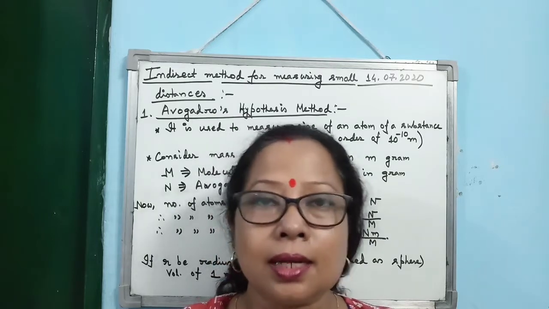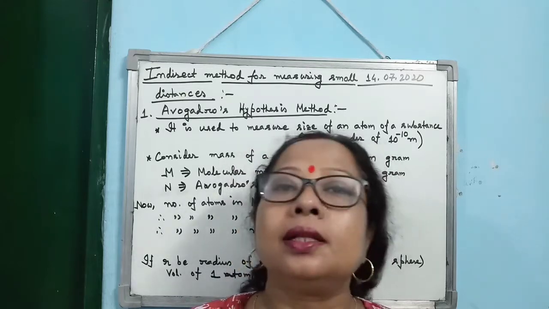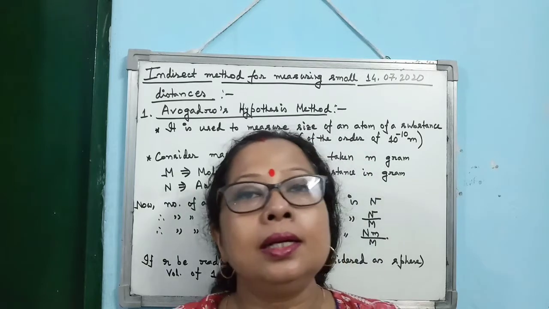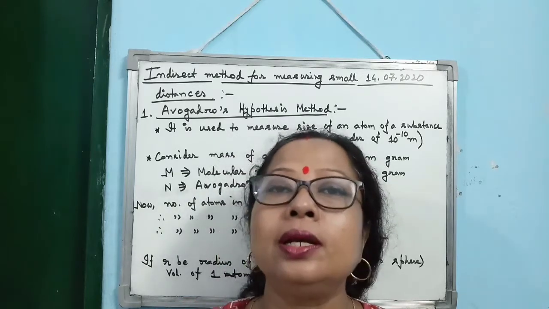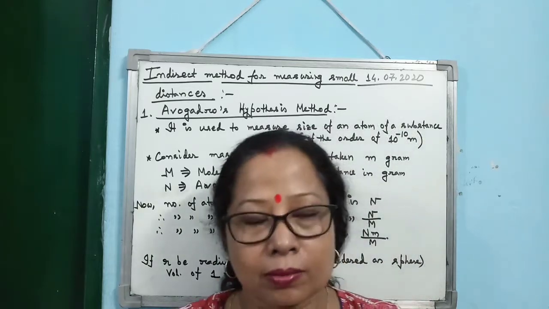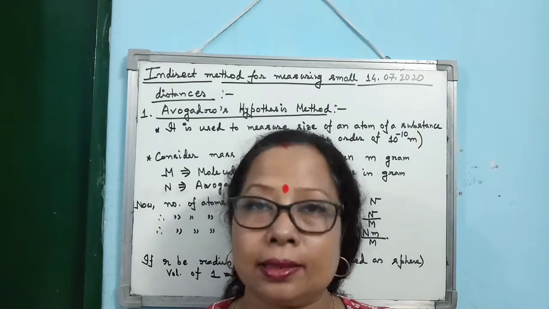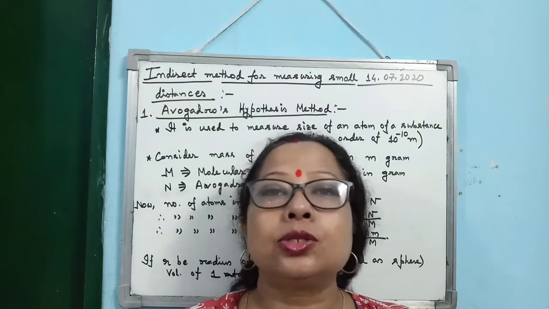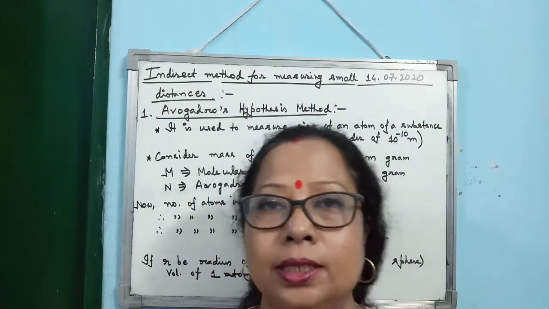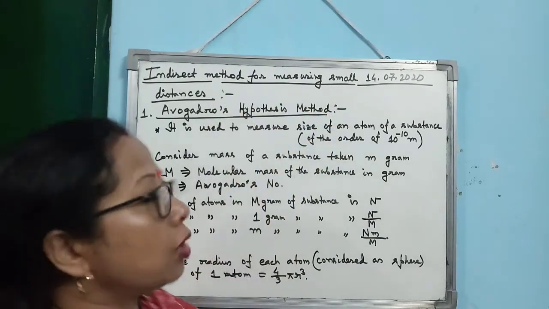So last lesson I taught you how to measure very large distances. We learned the direct method as well as the indirect method. Today we will learn the method to measure very small distances, meaning the size of an atom. Small length rather than distance. So, the size of an atom. What is the size of an atom? Of the order of 10 to the power minus 10 meter. So today we learn the indirect method for measuring small distances.